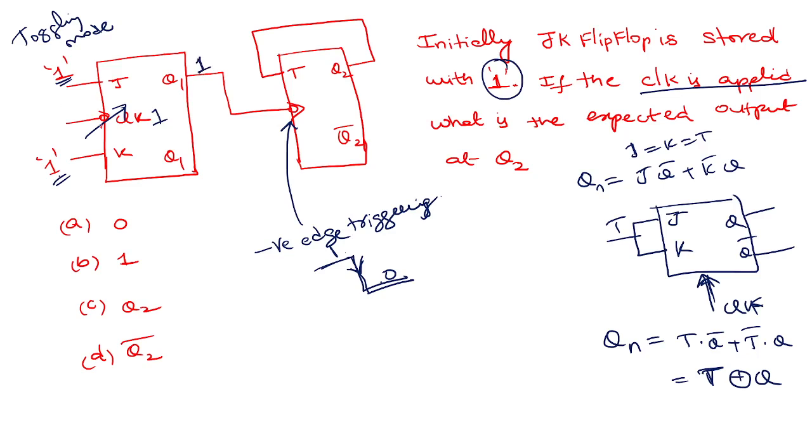Now it's in toggling mode and you apply the clock, what will happen? This will become 0. So 1 to 0 is a negative edge. So this flip-flop will definitely be enabled. Accordingly, what will happen? The expected output Q2n is nothing but T XOR Q2. So what is T here?